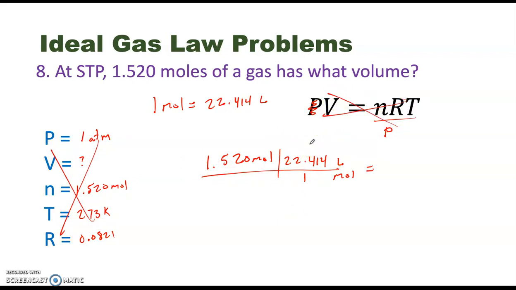So then we type it out. Get my calculator out here: 1.520 times 22.414.